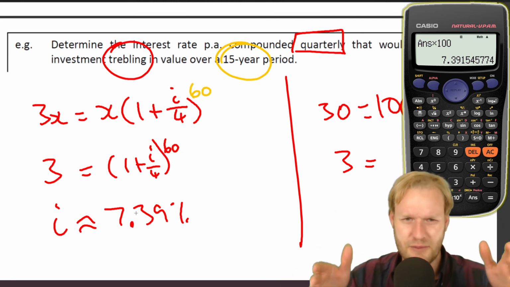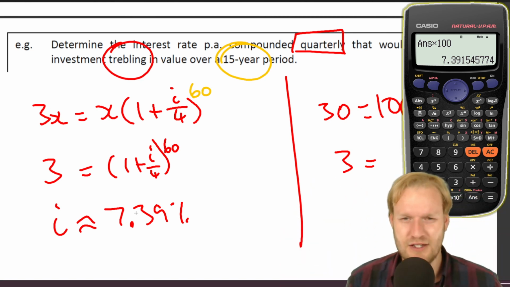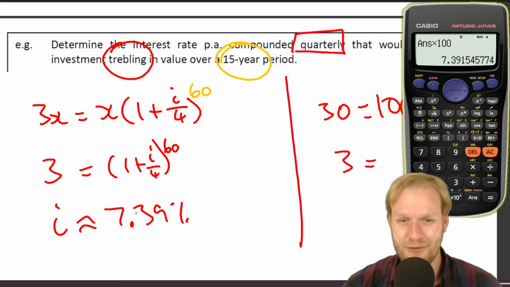In other words, let's just think, what did we work out? If you invested some money and wanted it to become 3 times as much 15 years later, you would have to invest it at 7,39% per annum compounded quarterly. So put in your 1,000 rand now and you're going to have 3,000 rand in 15 years' time. That's pretty good, right? Is it good? I don't know. Okay, well, that is that.